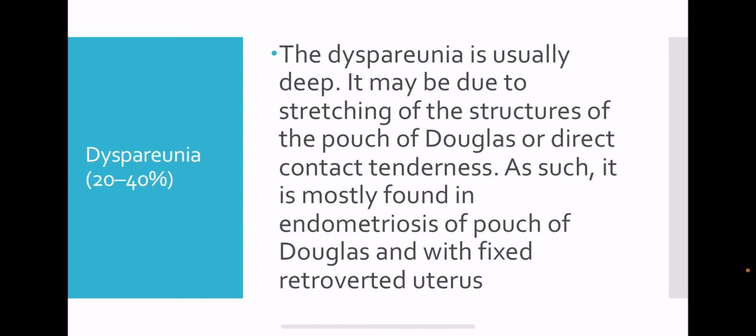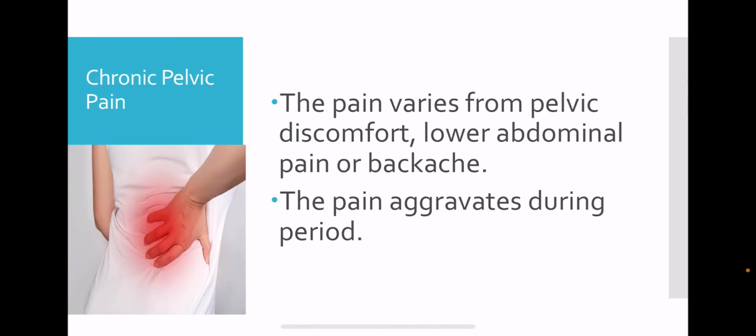Dyspareunia, why is it there? When there is a stretching of the structures of the pouch of Douglas, and the endometriosis is found in the pouch of Douglas, and there is a fixed retroverted uterus, this results in dyspareunia.